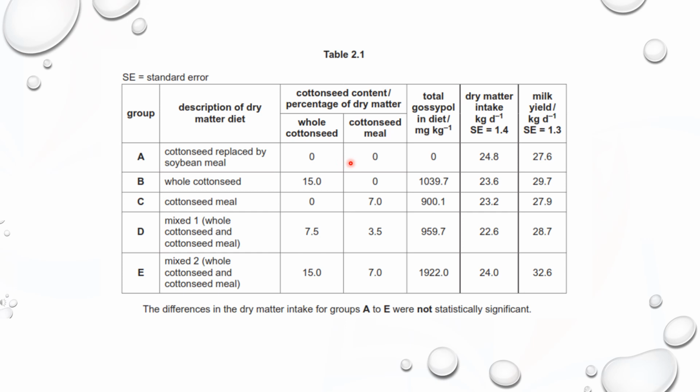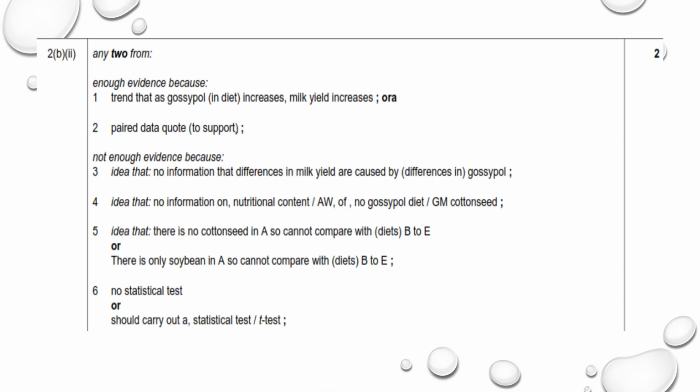Okay, we can see there. All right. So you can see group A has no gossypol and it still has high yield. There was no information on the amount of gossypol and how gossypol affects milk yield. All right. That affects the result also. Look at it here. The trend: as gossypol increases, milk increases. You quote data, not evidence. Anytime you're evaluating, remember that you must state the evidence that supports this hypothesis and evidence that does not support the hypothesis.